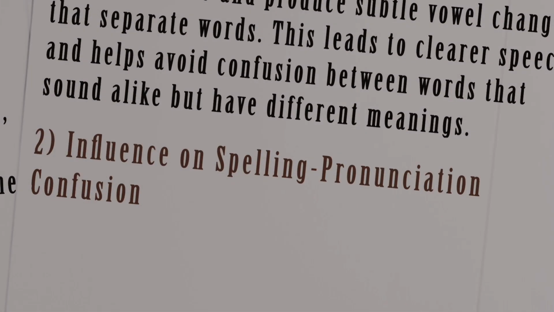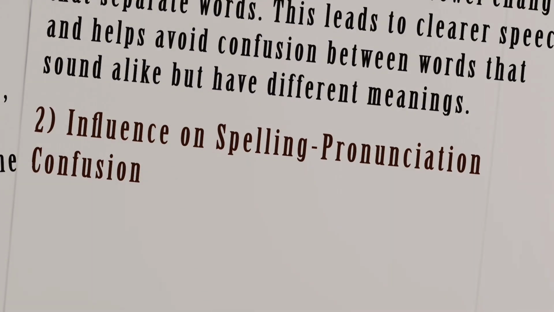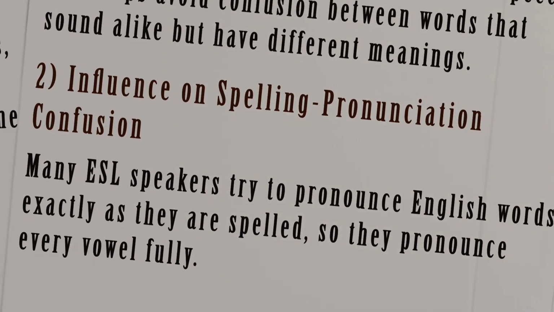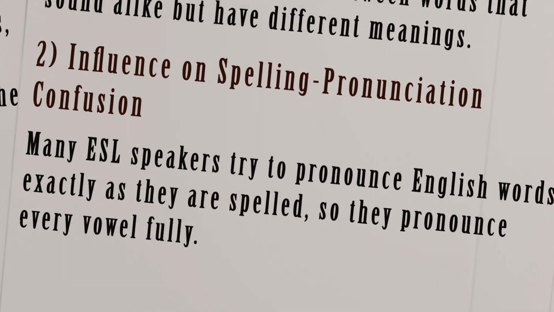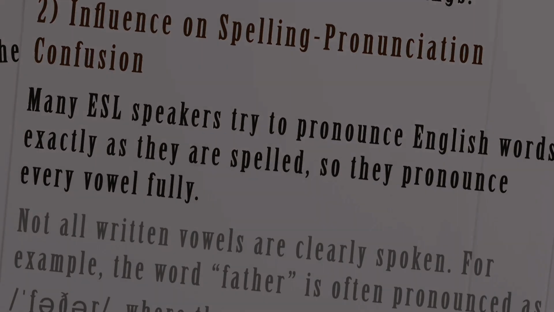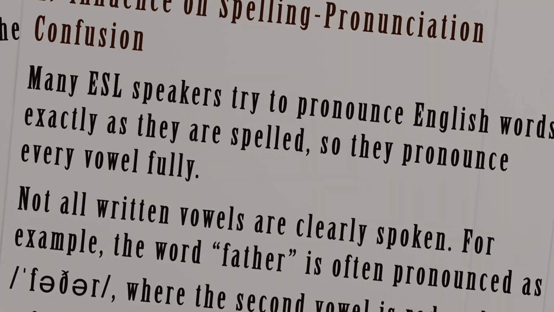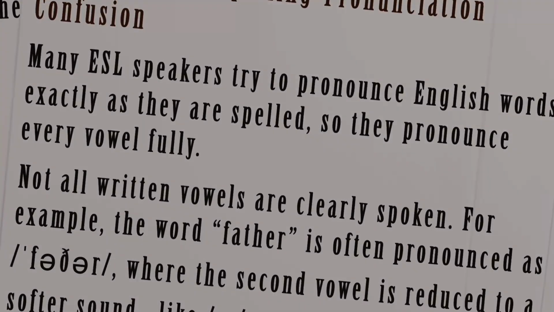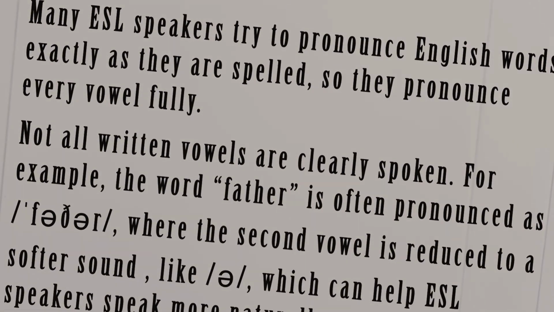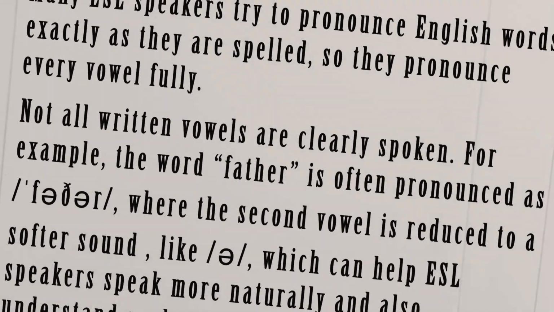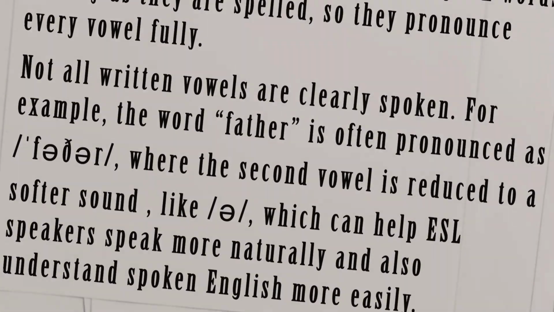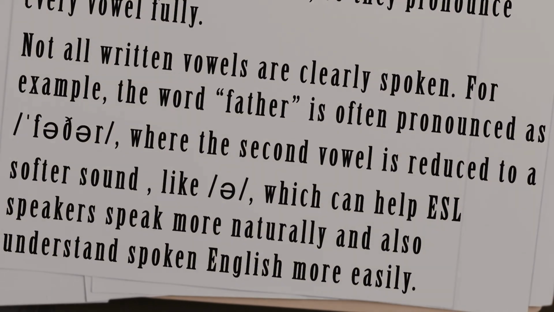Second, influence on spelling pronunciation confusion. Many ESL speakers try to pronounce English words exactly as they are spelled, so they pronounce every vowel fully. However, vowel reduction shows that not all written vowels are clearly spoken. For example, the word father is often pronounced as fatha, where the second vowel is reduced to a softer sound like a schwa, which can help ESL speakers speak more naturally and also understand spoken English more easily.